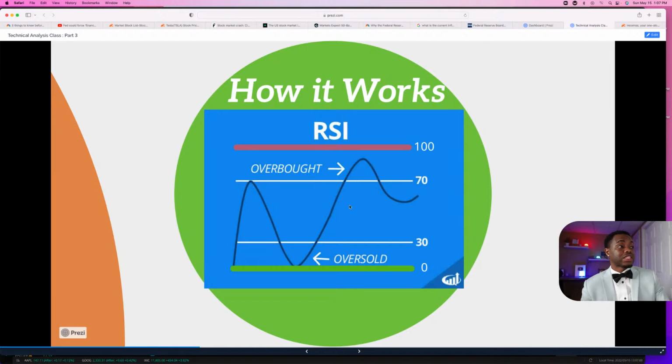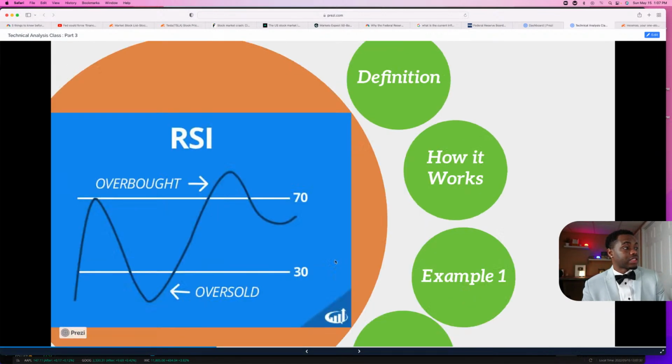So the closer it is to 70, the closer it is to overbought, like if it's 65, 67, something like that, right? But the closer it is to 30, the closer it is to oversold. Again, take a screenshot of this if you need to. But this right here is an excellent chart. Super simple to see. So now let's see an example.